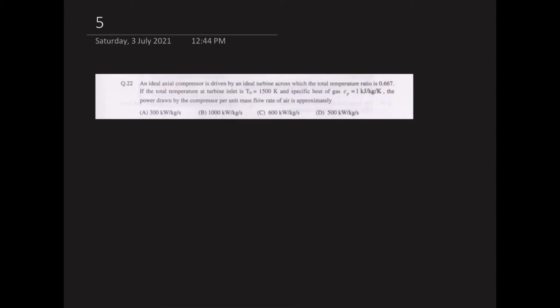Question number 5. An ideal axial compressor is driven by an ideal turbine. And the total temperature ratio across that, so T04 divided by T03, is 0.667, and the total temperature at the turbine inlet, so T03, is 1500 Kelvin, and the specific heat Cp is equal to 1 kilojoule per kg Kelvin. The power drawn by the compressor per unit mass flow rate.